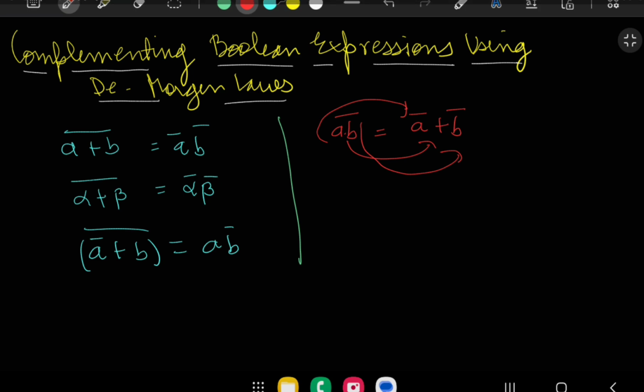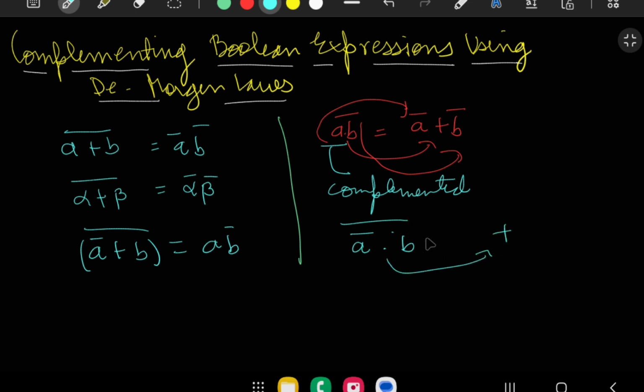So the literals are complemented. So if a bar dot b whole bar, then what will it become? And will become or, b will become b bar and this a bar will become a. So we'll get a plus b bar. So this is very simple.